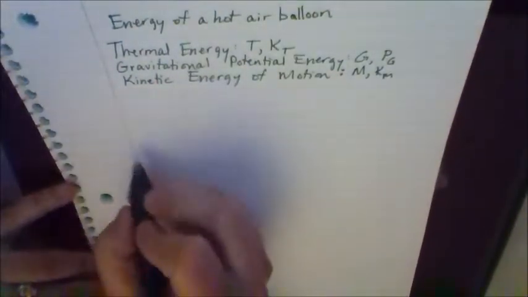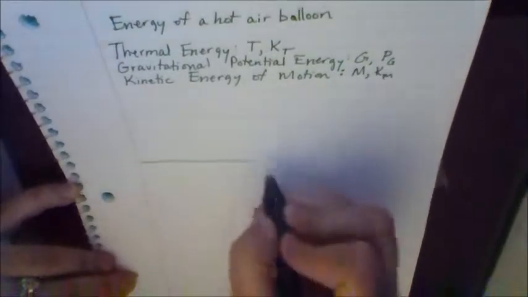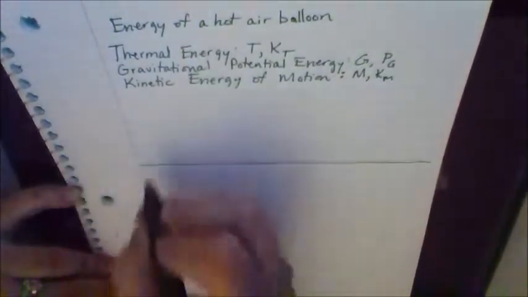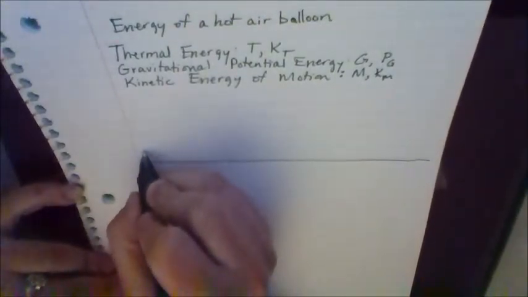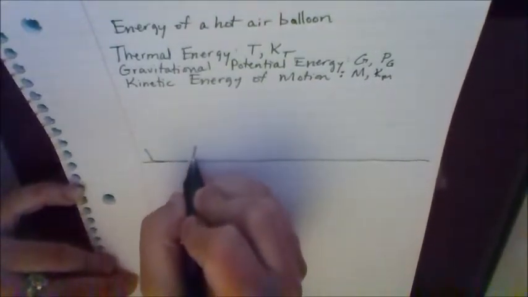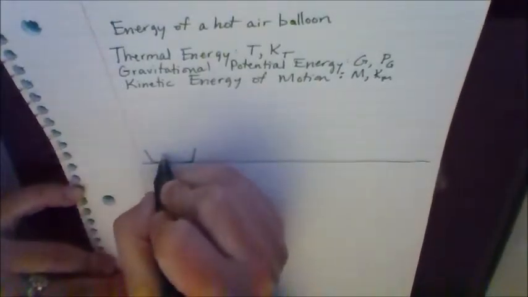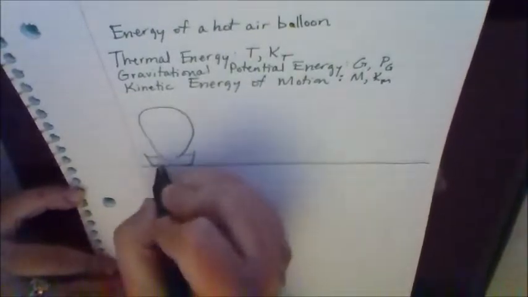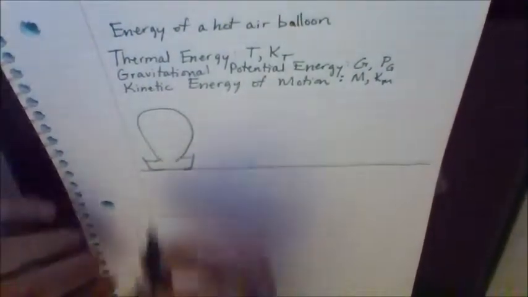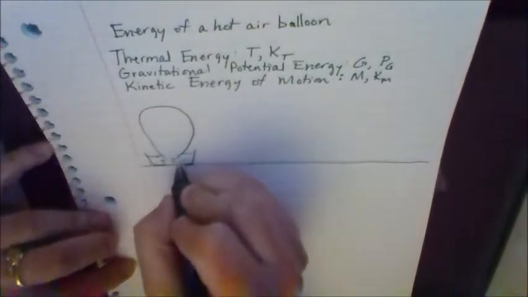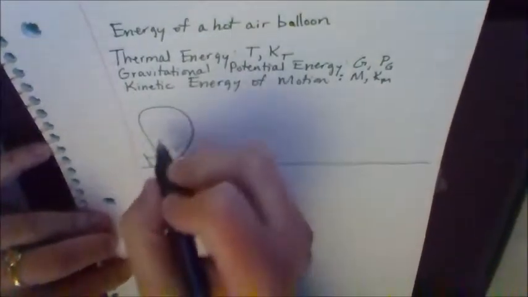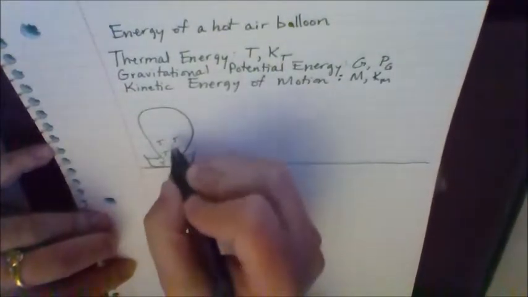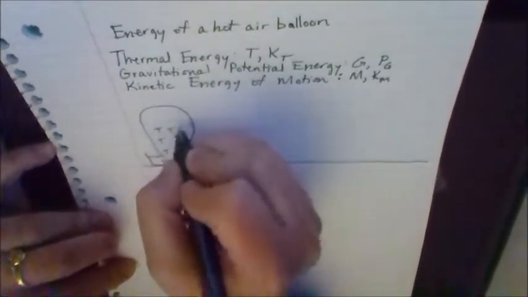Let's go ahead and draw our ground so that we know where our hot air balloon is lifting up from. So let's go ahead and start out with our hot air balloon on the bottom. And we have our hot air balloon here. And it's going to start with one particular type of energy, thermal energy. I'm going to go with 10 thermal energies. So that's 3, 4, 5, 6, 7, 8, 9, 10.